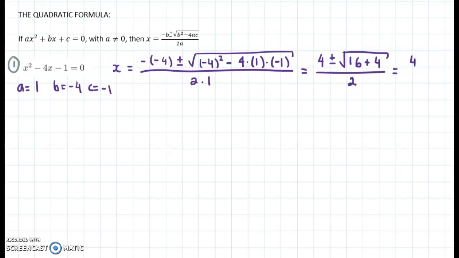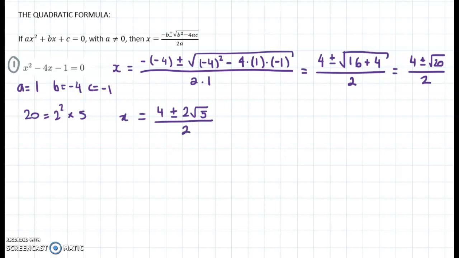So we have 4 and then plus or minus the square root of 20, divided by 2. 20 is the same as 2 squared times 5. So we can write that x is equal to 4 plus or minus 2 square root of 5, and all of this divided by 2. So if we split this into two terms, we have 4 divided by 2 plus or minus 2 square root of 5 over 2. And I did this because I want to simplify my expression, and I want to make sure that I simplify it properly.